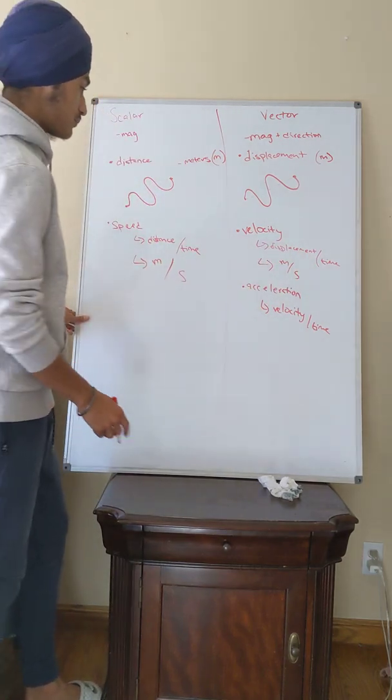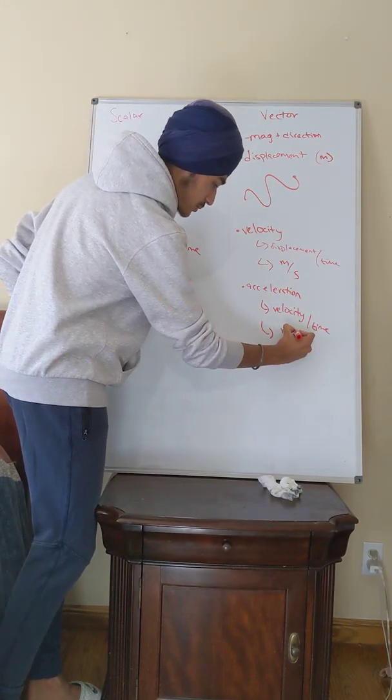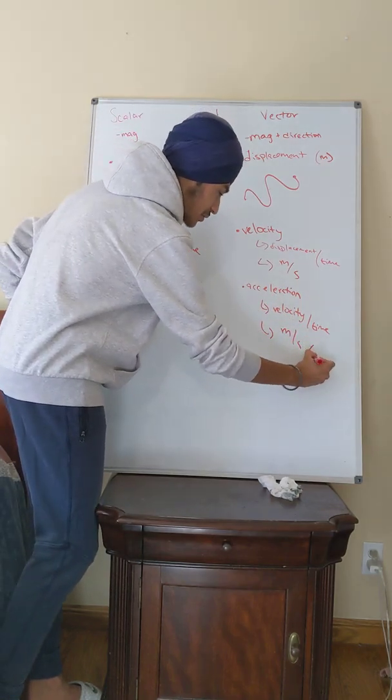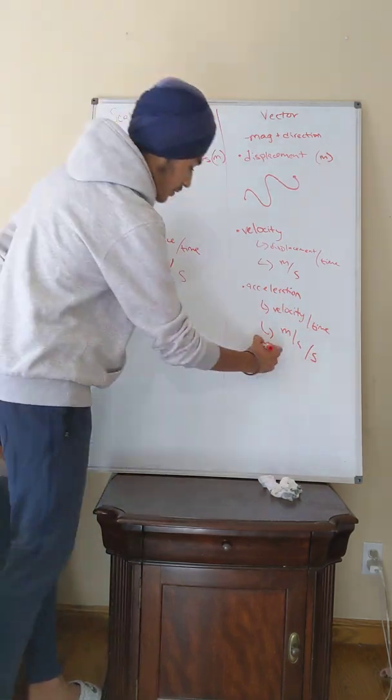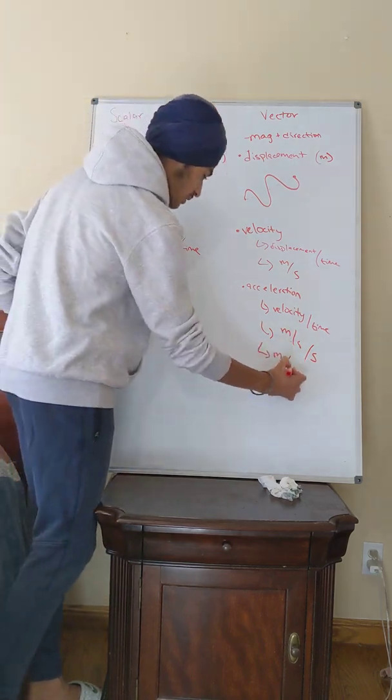For acceleration, it's going to be velocity over time. So the units for velocity are meters per second, but then it's velocity over time, so you have meters per second over second, and you write that in a much easier to read way as meters per second squared.